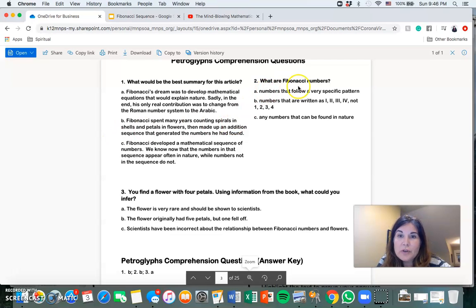All right, number 2, what are Fibonacci numbers? A, numbers that follow a very specific pattern. B, numbers that are written as 1, 2, 3, 4 in Roman numerals, not 1, 2, 3, 4 in Arabic numerals. Or C, any numbers that can be found in nature.